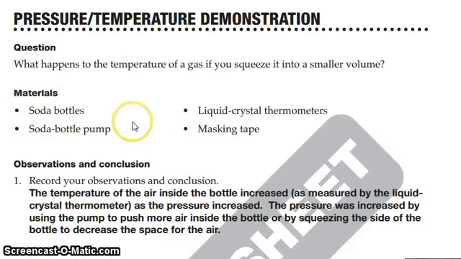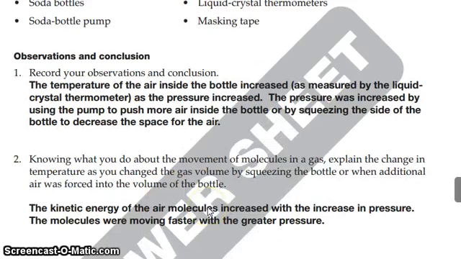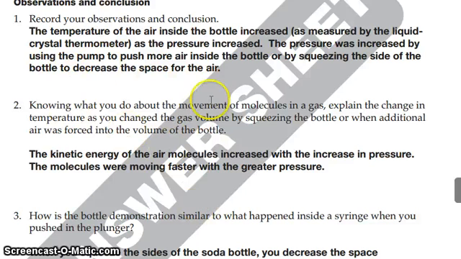We have a worksheet that went along with that, and all the students got to do this in their groups with 2-liter bottles of soda and liquid crystal thermometers. They didn't have the one-way valves, but they got to compress the 2-liter bottles, and they got to see the temperature increase as they did that. And then with the second question there, why does that happen, they had to explain the way the air molecules move.